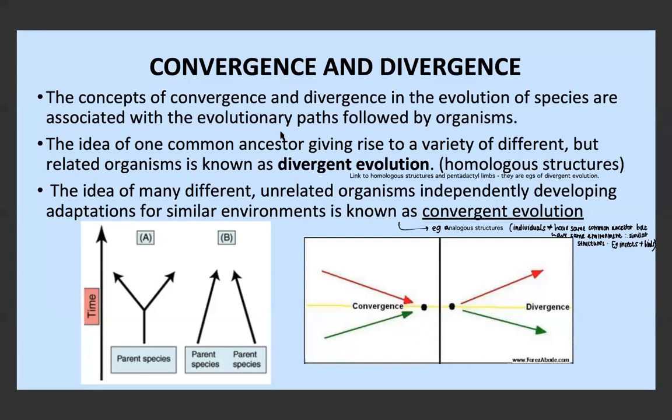So convergence and divergence in evolution are associated with the evolutionary paths followed by organisms, so how organisms have evolved, starting sometimes from a common ancestor and sometimes from very different ancestors. If there's one common ancestor, which we spoke about quite a lot in the first evolution video, we talked about homologous structures. They evolved from a common ancestor, and the structure is very similar, but the organisms now use them for very different functions.